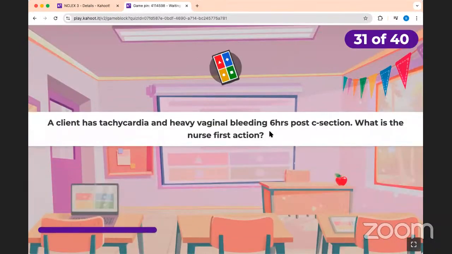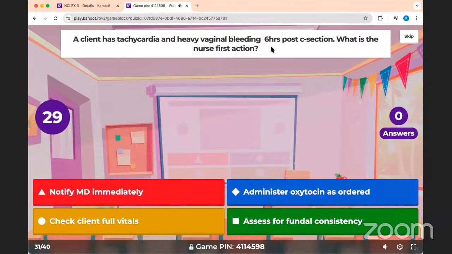The client has tachycardia, heavy bleeding, 6 hours post C-section. What is the next best action? You can see I'm leading you to the right answer. She's bleeding 6 hours after C-section. What are you going to do? Are you going to call the doctor? Are you going to check full vitals, give Pitocin, or check where the fundus is? There are little things you can do without permission. And then what would you do if this lady is bleeding? She had a C-section.